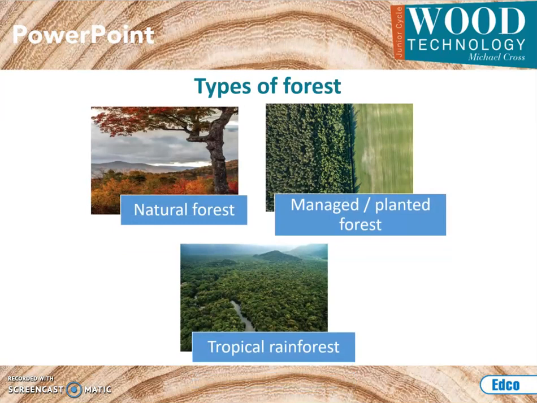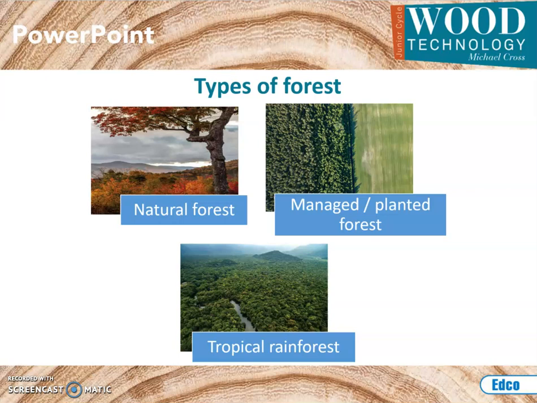Now, there's essentially three types of forest, right? So, there's natural forest, managed or planted forest, just exactly what I was mentioning there, and there's tropical rainforest, okay? So, in Ireland, the two we have are the top two. Unfortunately, we don't have tropical rainforest. If we're to ask for an example of a tropical rainforest, it would be the Amazon, okay? So different types of trees grow in each type of forest.